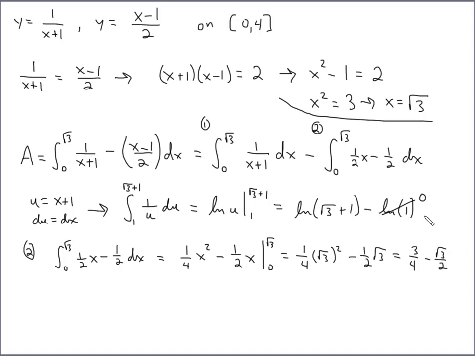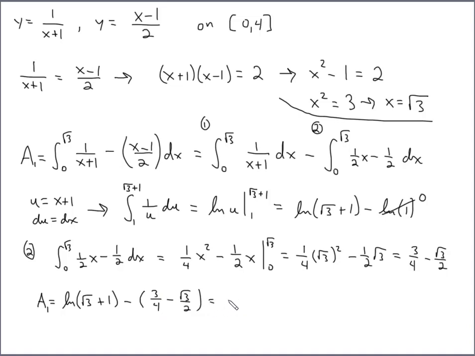Okay, so putting these together, integral 1 minus integral 2, for the area, if we've done both of these, area is going to be equal to, and actually, let's go ahead and call this area 1 because we still have another one to think about. So, let's see, for the first integral we got natural log of root 3 plus 1, so ln root 3 plus 1. And for the second one we got that, but remember it's minus, so integral 1 minus integral 2. So for the second integral we just got 3/4 minus root 3 over 2.